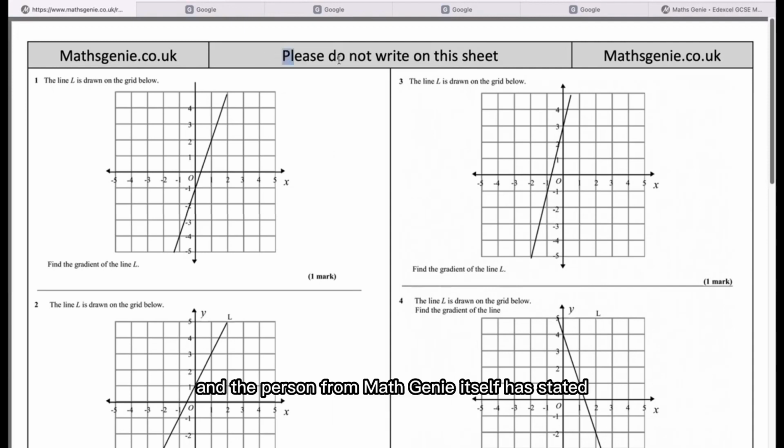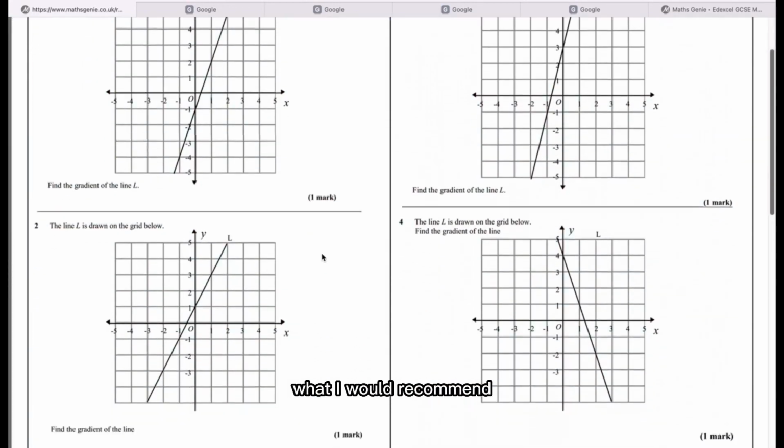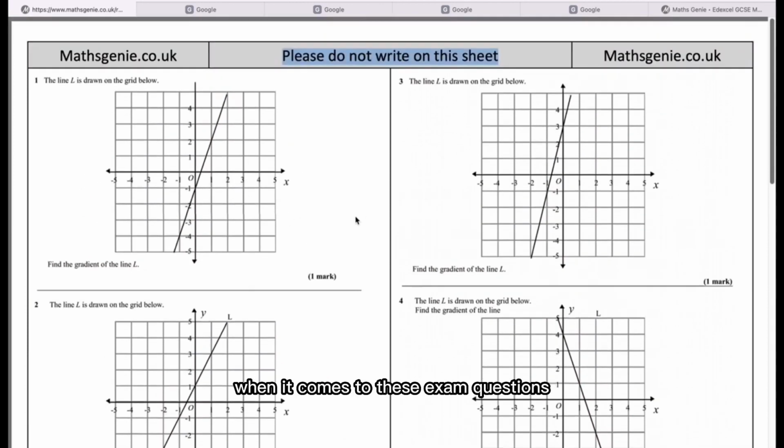The person from Maths Genie himself has stated do not write on the sheets. That's something that I recommend. What I would recommend when it comes to these exam questions is to print it out, unless it's stated in the exam style questions that you must write on the sheet, or must not write on the sheet. Then follow the advice given.